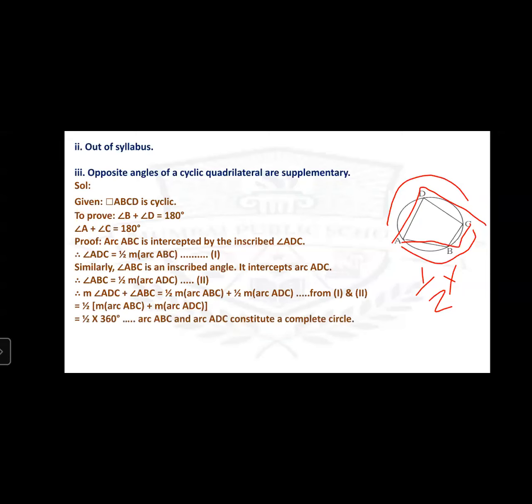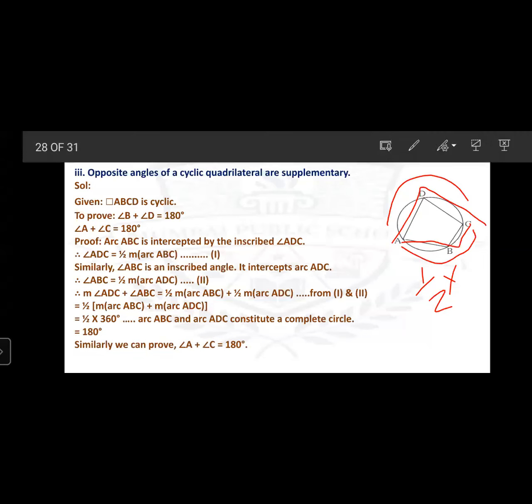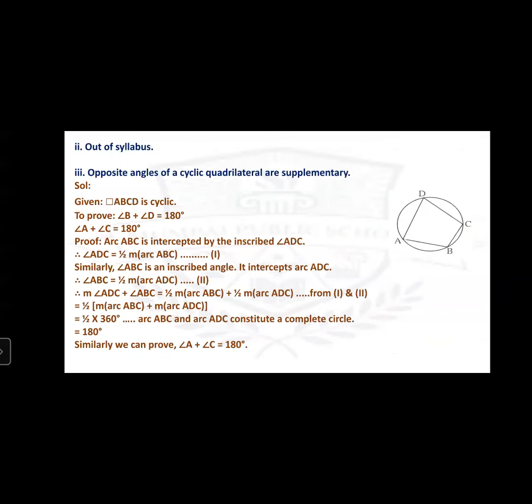So the total circumference is equal to 360, right? So half into 360, the complete circle comes here. So we write 360 divided by 2, taking the half, equal to 180 degrees. So here we get this. See, angle D plus angle B is equal to 180 degrees. Right? So in this way, we can prove angle A plus angle C is equal to 180 degrees.